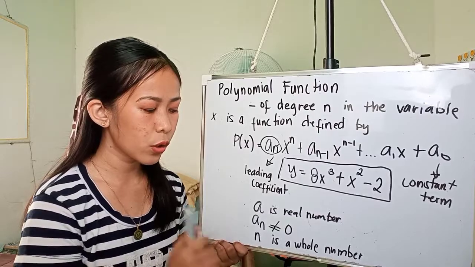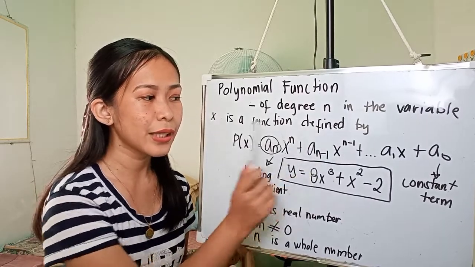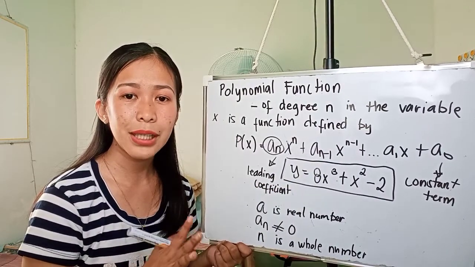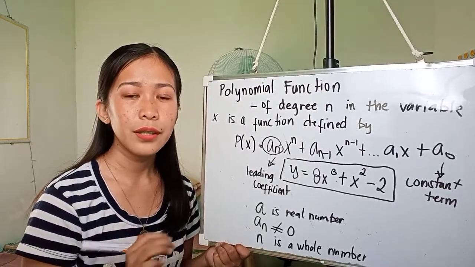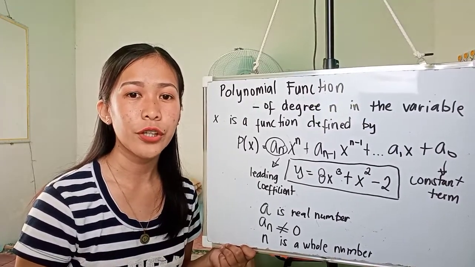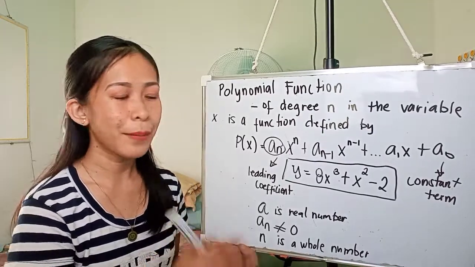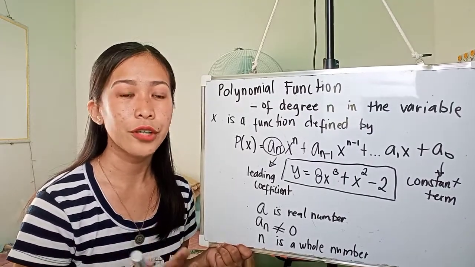And n is of course a whole number. Yung mga n natin, sila yung mga exponent. Dapat sila ay whole number. No? Hindi pwedeng mag-negative, hindi pwedeng maging fraction. Okay? So, mamaya i-elaborate pa natin siya more further.